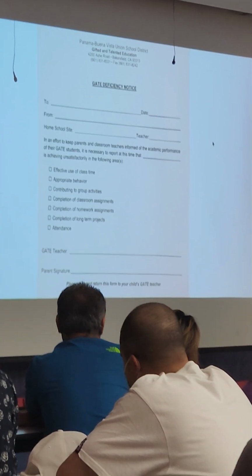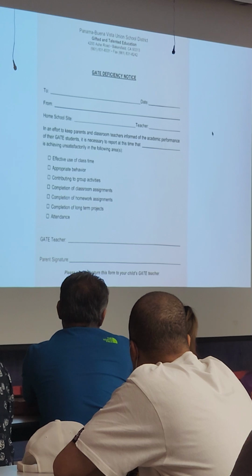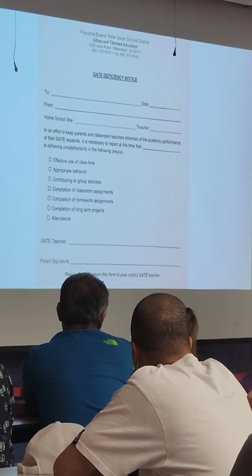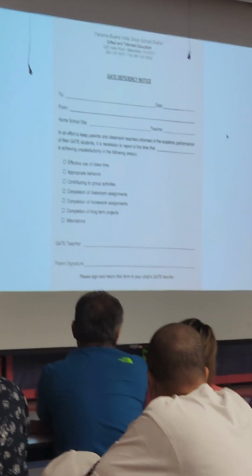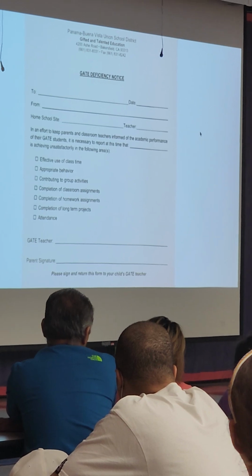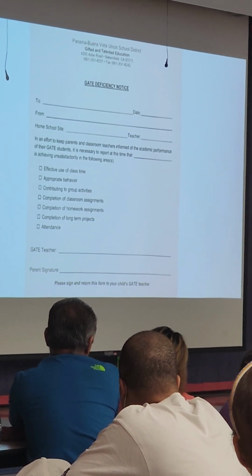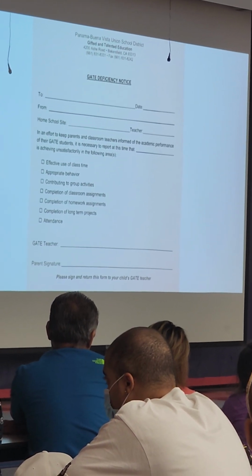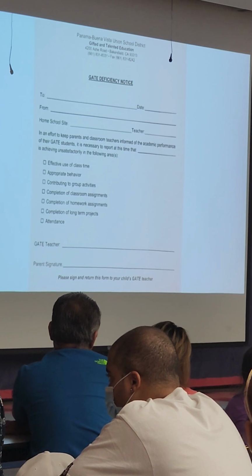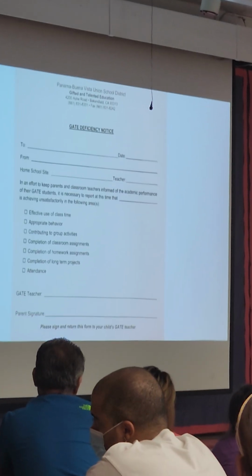So I must seem to draw the short straw every year because I need to talk to you about the deficiency notices. It's pretty simple. If your child does not act the way they're supposed to, you're going to hear about it. And that is basically, we don't want it ever to happen again, because if it does, they're out of GATE.